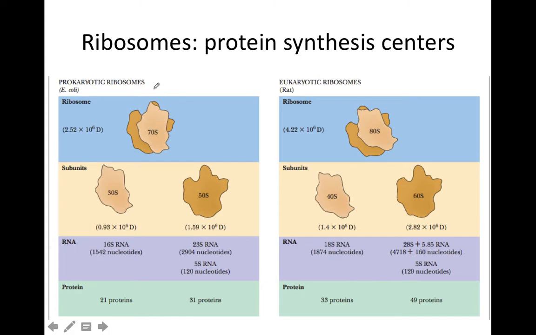So this is for your prokaryotic ribosomes. For the eukaryotic ribosomes, on the other hand, a whole ribosome is called 80S, whereas its small subunit is called 40S, and the large subunit is called 60S. The 60S subunit will contain the 28S, the 5.8S, and the 5S rRNA, whereas the 40S, or small subunit, will contain the 18S rRNA.